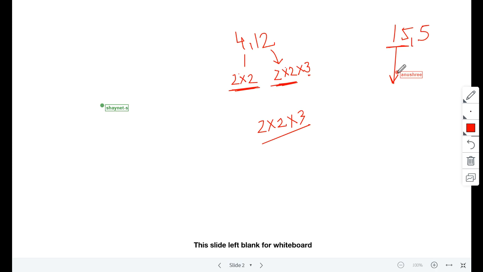Tell me the factors of 15. What are the factors? Factors, just like how can you factorize this into the prime factors? What are the prime factors of 15? Which means when you multiply those numbers, you will get 15. What are the prime factors of 15?